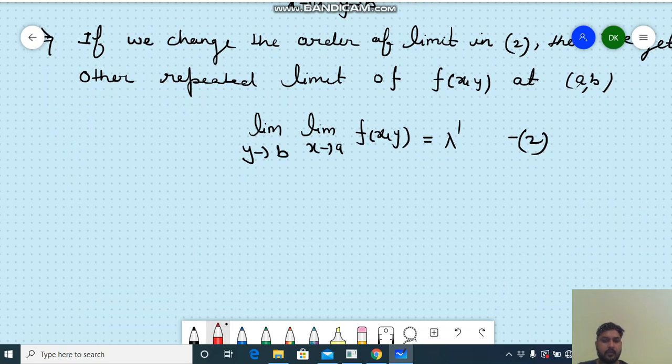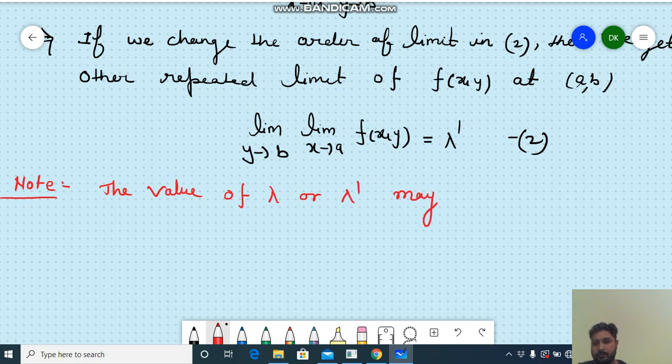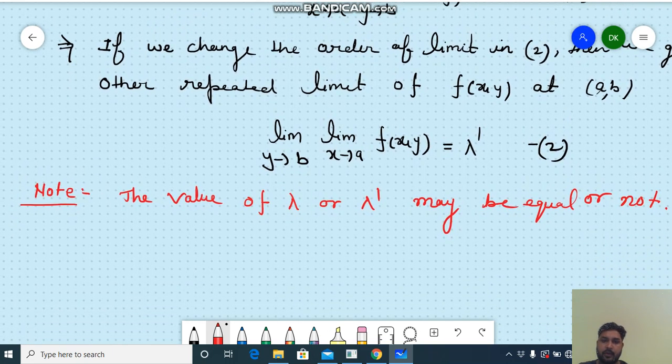Here it is noticeable that the values of lambda and lambda dash may be equal or not. It is not compulsory that both the values, that is lambda and lambda dash, will be equal.